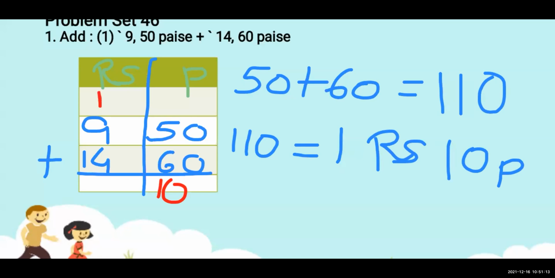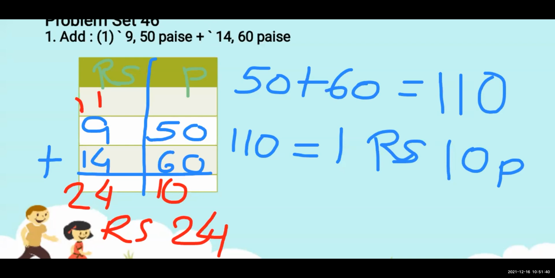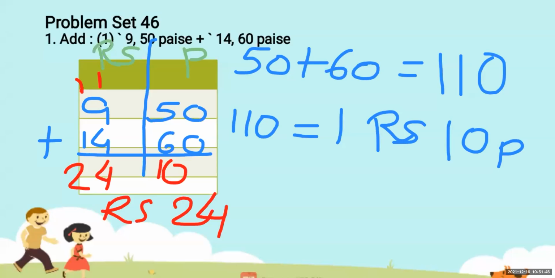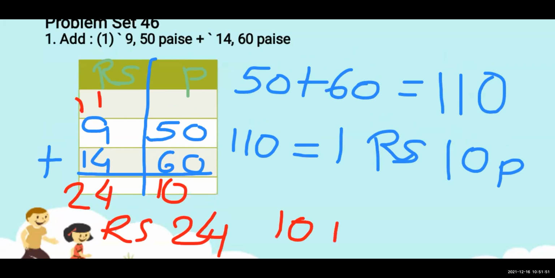So 9 plus 1 will become 10. 10 plus 4 will become 14. 4 here, 1 carry. Then 1 plus 1 will become 2. So what is our main answer? My main answer is rupees 24, 10 paise. That is my main answer.